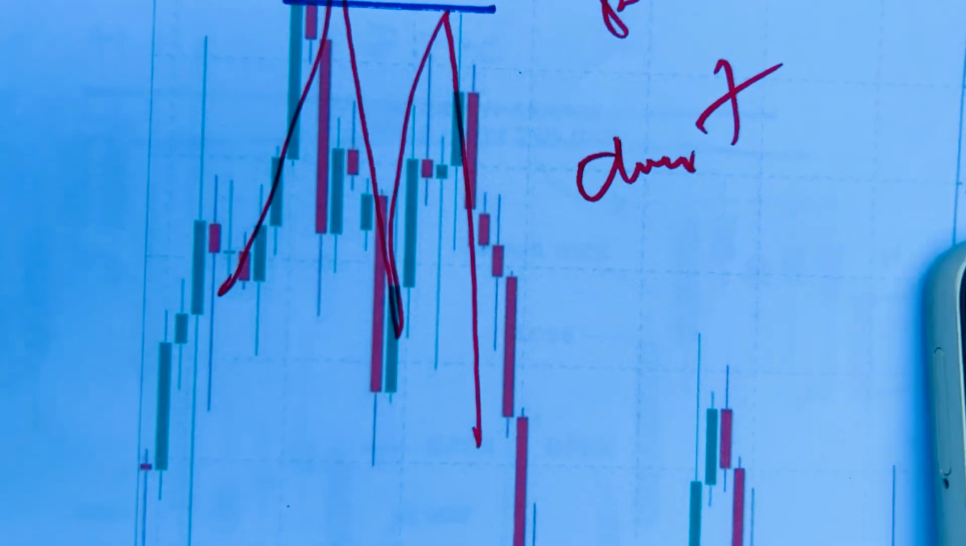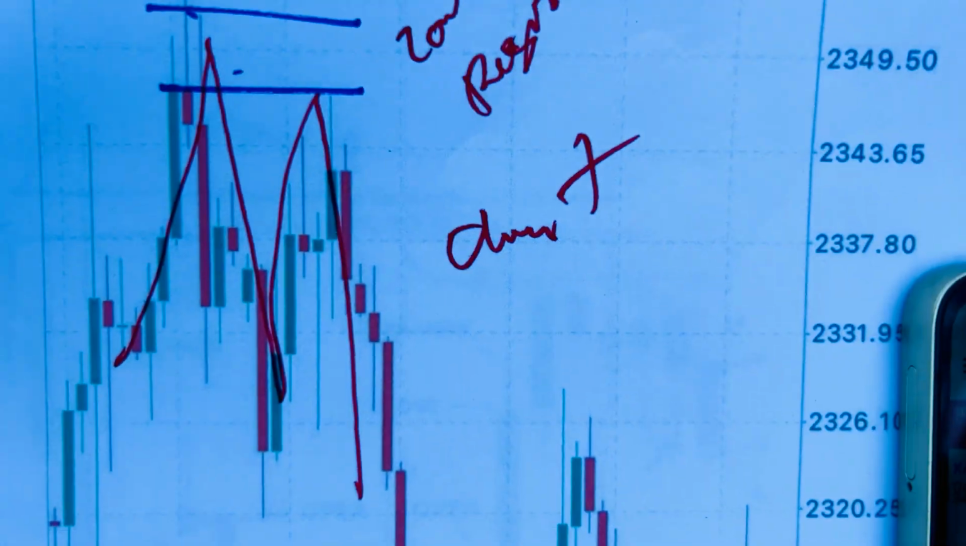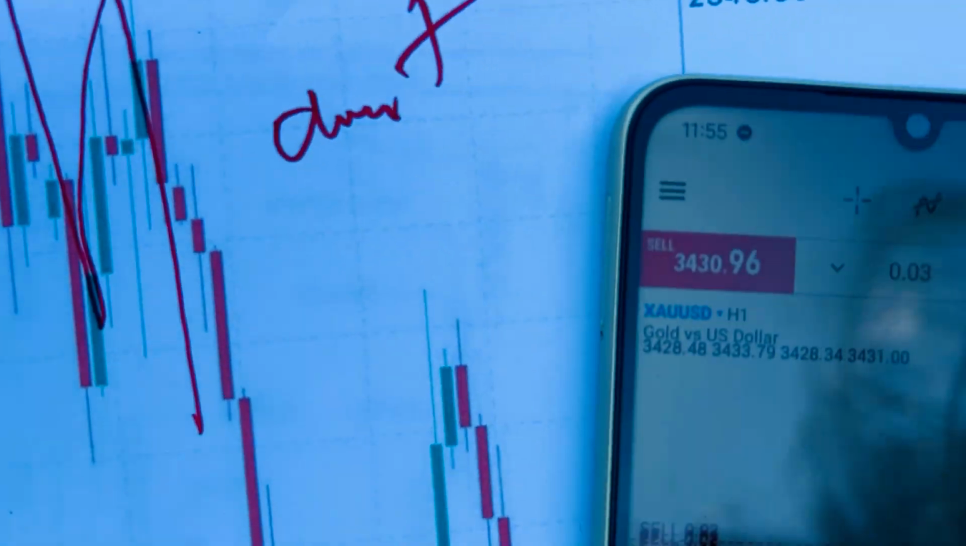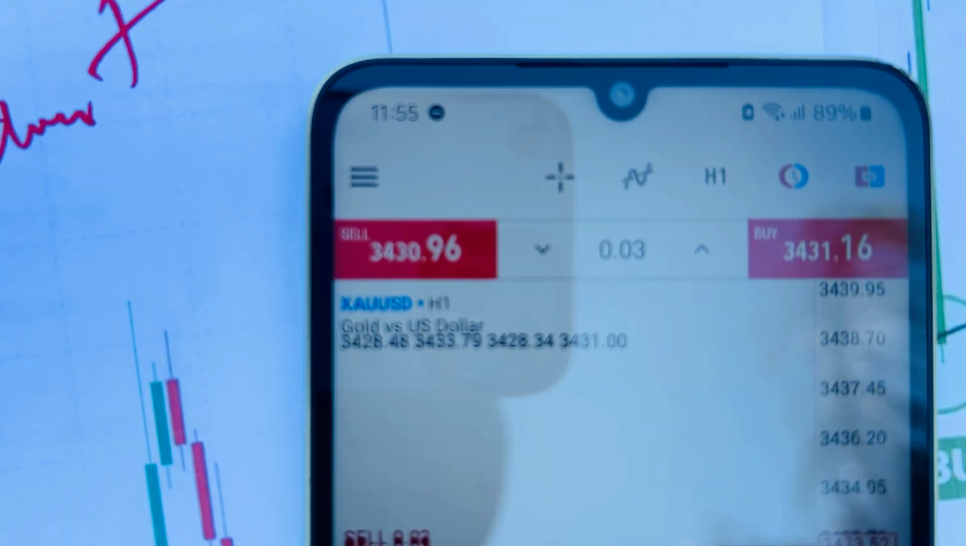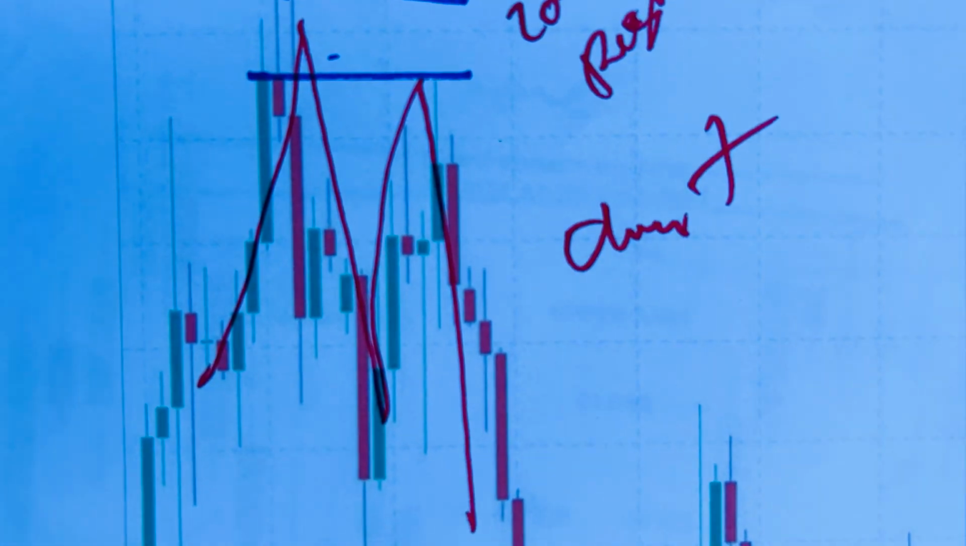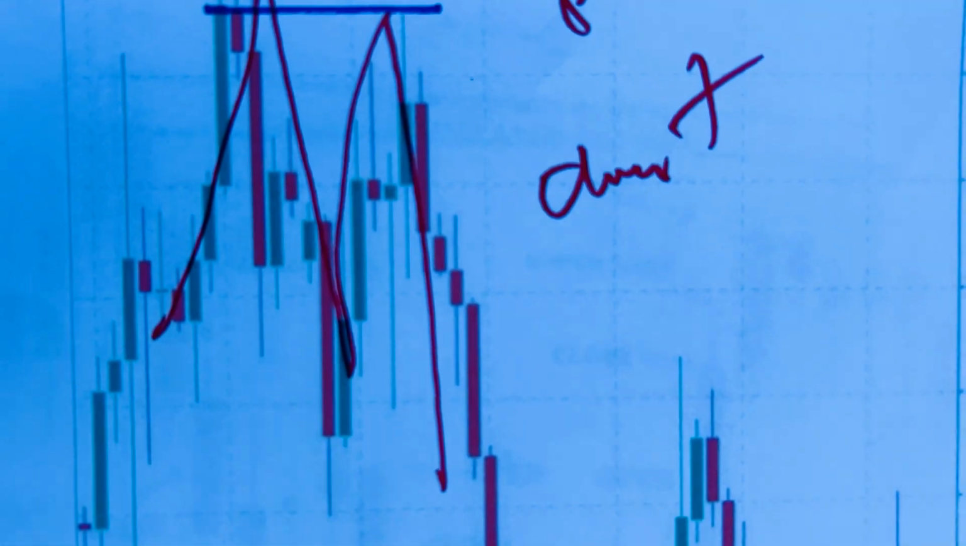And also, there are many indicators that you can use to confirm an entry. You can just click on this F icon here and add indicators to confirm a market structure.